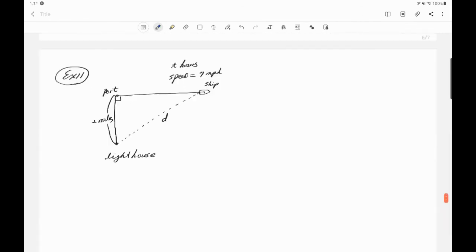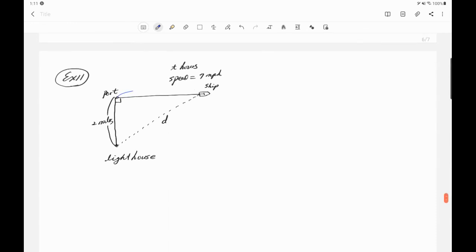Okay, next example. A ship is going east with the speed 7 miles per hour for t hours. Actually, the distance that the ship traveled is what? The distance is speed times the number of hours, right? The speed is 7 miles per hour, so 7t. This is the distance that the ship traveled, right? All right.